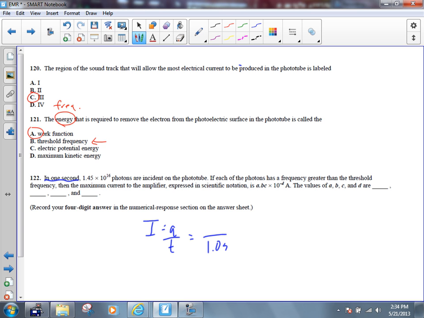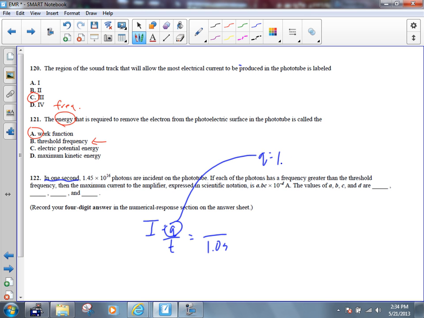If you're above the threshold frequency, 1 photon causes 1 electron. 50 photons causes 50 electrons, Michael? Same amount. 1.45 times 10 to the 16 photons. But we don't want the number of electrons here to plug in for Q. We want the charge of those electrons.